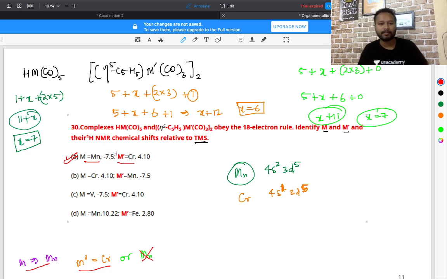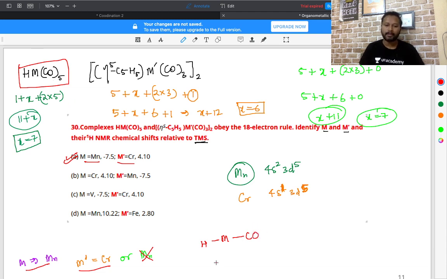Now coming to the chemical shift values, why is this chemical shift value minus 7.5 and why is it 4.10? For that, you just have to look at the metal structure a little bit. So I'm just taking this complex. First of all, it has hydrogen attached to the metal, and then you have CO ligand. Other CO I'm not drawing. You have 5 CO, but I'm just drawing one of them.